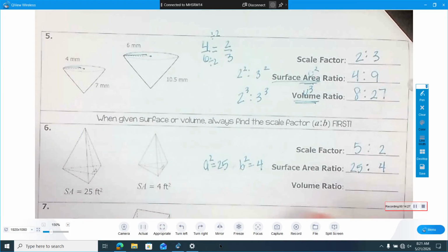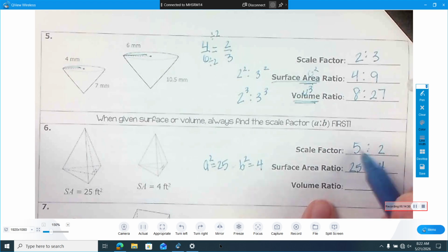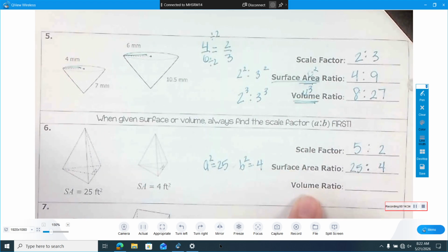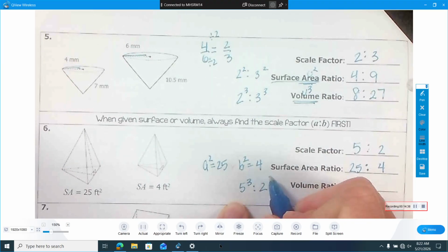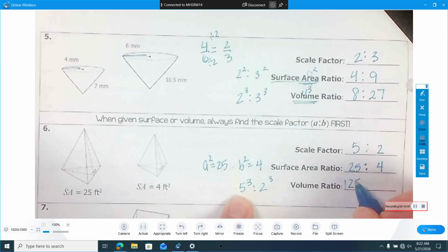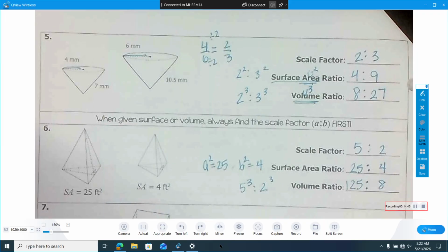So now that we know that our scale factor, our A is 5 and our B is 2, how do we get the volume ratio? Cube them. So 5 cubed and 2 cubed. 5 cubed is 125, and 2 cubed is 8.